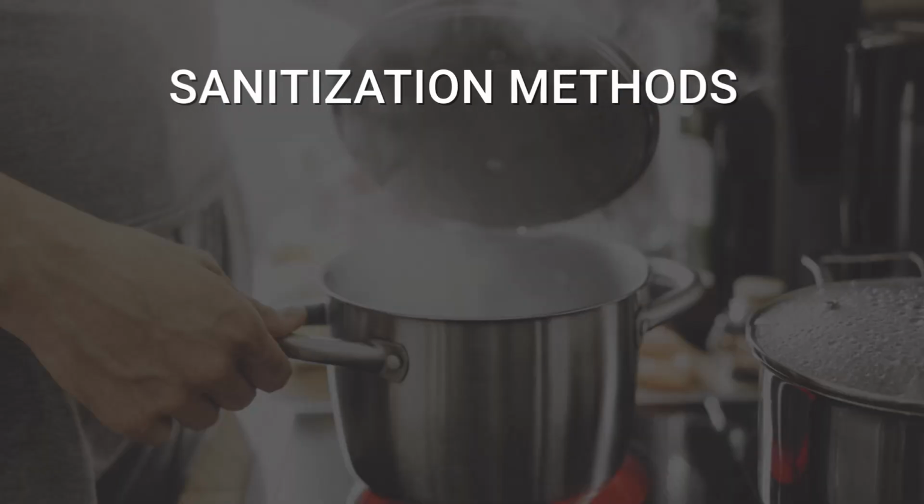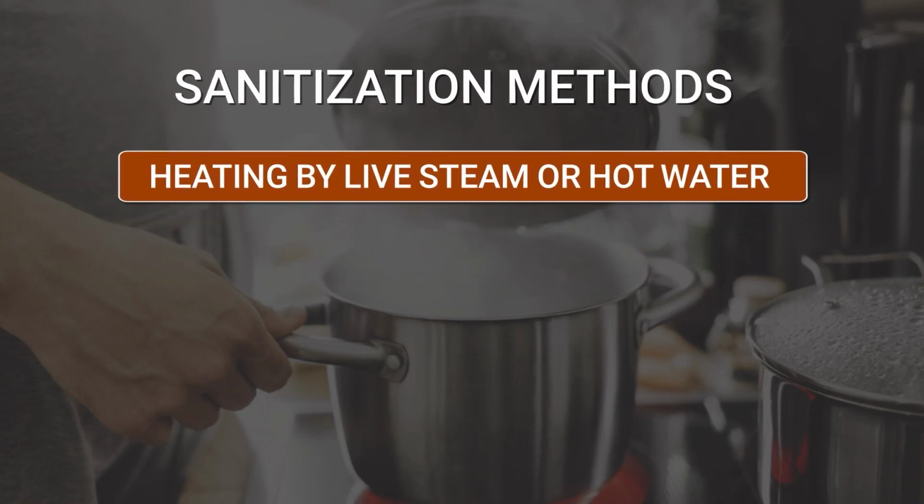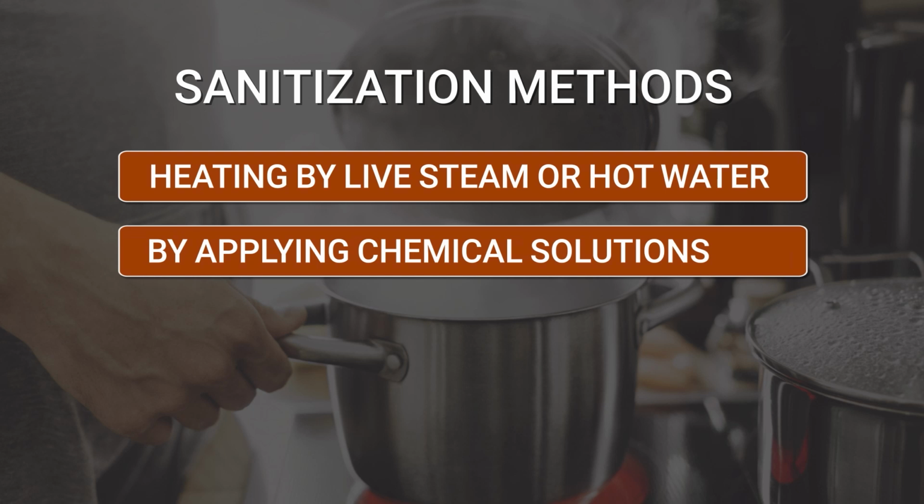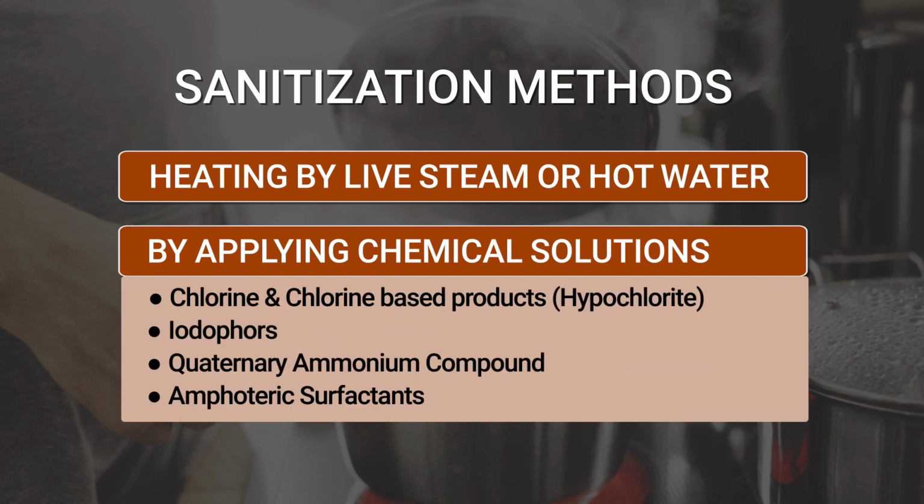Then we come to sanitization, that is to remove the pathogens. Either we can use live heat, steam or hot water, or chemical solutions, chlorine or chlorine based hypochlorite. Probably you remember that in the COVID time, we all were using chlorine and hypochlorite solution. Iodophors, quaternary ammonium compounds or ultraviolet rays could also be used. This will kill the pathogenic organisms. But the first step is necessary: you clean the equipment, then sanitize it. Sanitization will not work unless the equipment is clean.